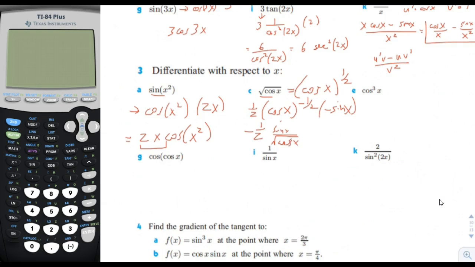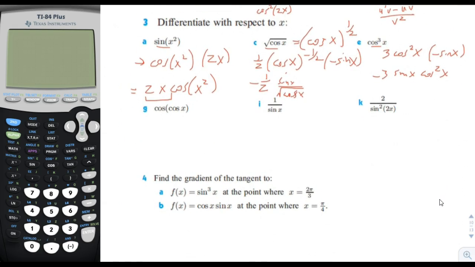Okay. Derivative of cosine cubed x. So this is a function inside of a function, the outside function being x cubed. So the derivative of x cubed is 3 cosine squared x times derivative of cosine, which is negative sine of x. Okay, and so if we want to rewrite that, negative 3 sine of x cosine squared x.